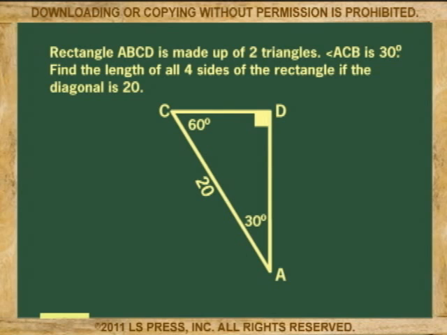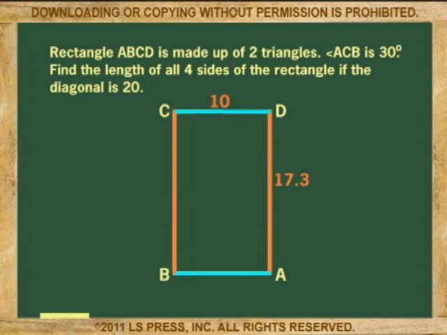Taking one of the triangles, we realize that if the hypotenuse is 20, then the short leg of the triangle, or leg CD, is half of 20, or 10. And the long leg AD must then be 10 times the square root of 3. Using 1.732 for the square root of 3, 10 times 1.732 is 17.3. Because rectangles have opposite sides that are equal, then side AB is 10 and side BC is 17.3.